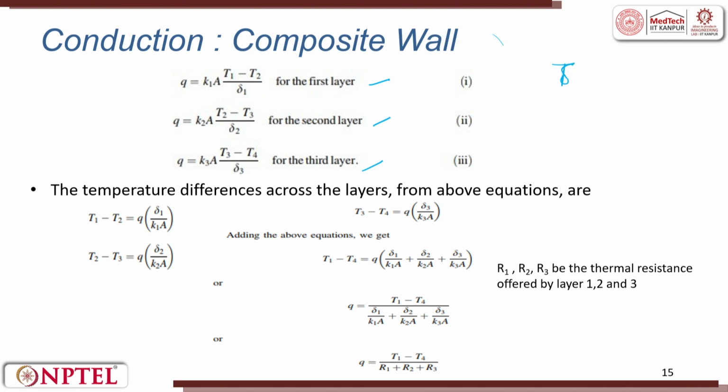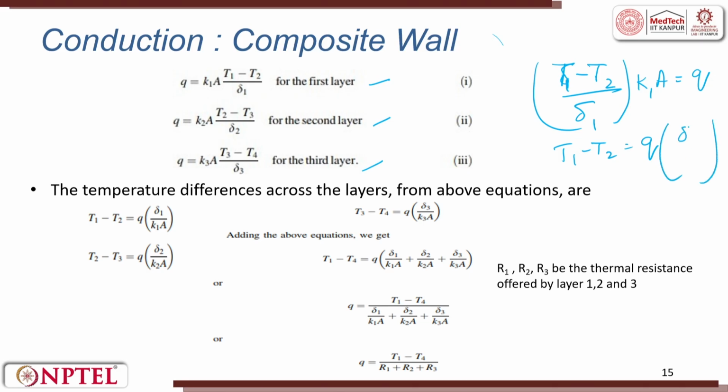So, T1 minus T2 divided by delta 1 by K1 A is equal to Q. Now, we take this delta to the top, so T1 minus T2 is going to be Q, a known quantity, times delta 1 by K1 A. Then T2 minus T3, the next one, is going to be this. Rearranging the equation, T3 minus T4 is this.